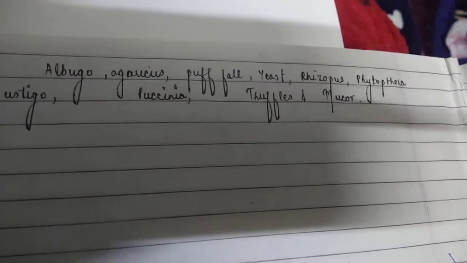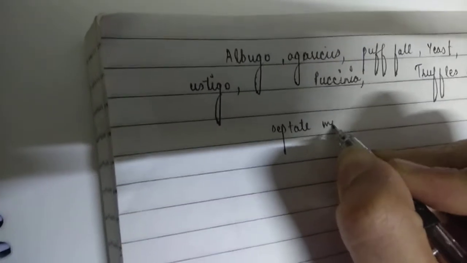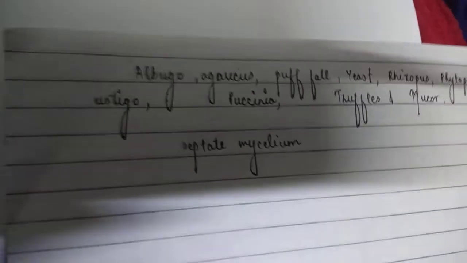So I have a question here. In this we are asked how many of them have septate mycelium. So what we are asked about is septate mycelium. As we know, fungi are divided into 5 classes.